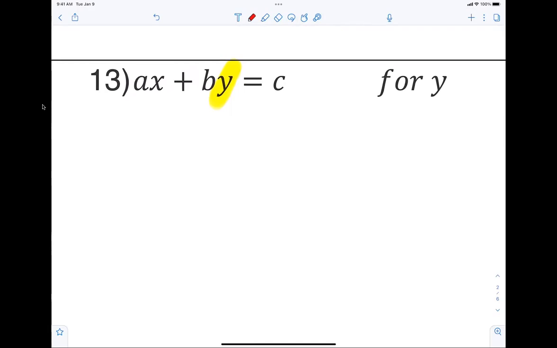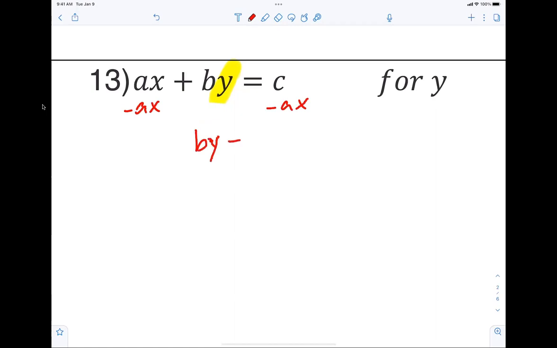Now watch. Here's what I'm trying to show you. What if I said this? 8 plus 5Y equals 10. What do I do first? Oh, minus 8. You see what I'm saying, right? So I'm going to subtract what first? Minus AX. Right. Subtract AX.